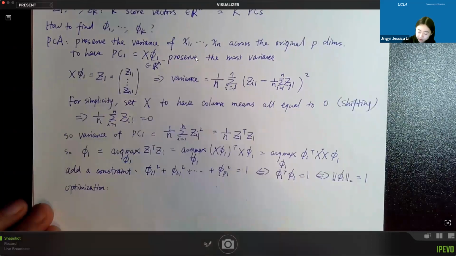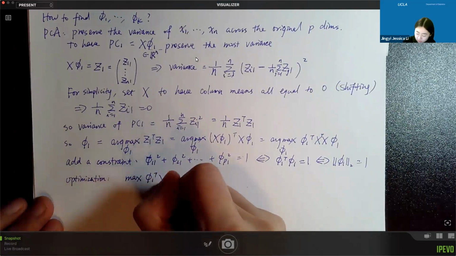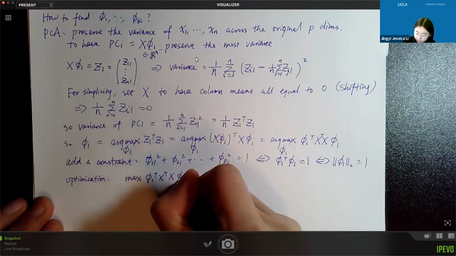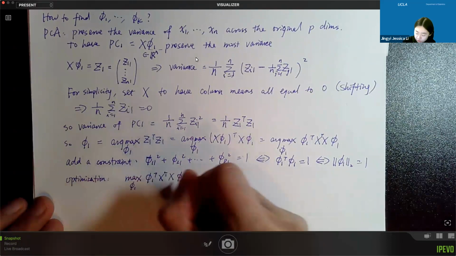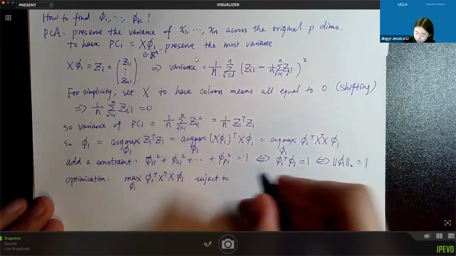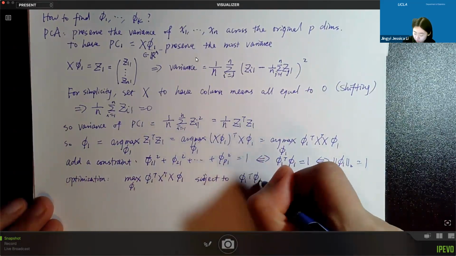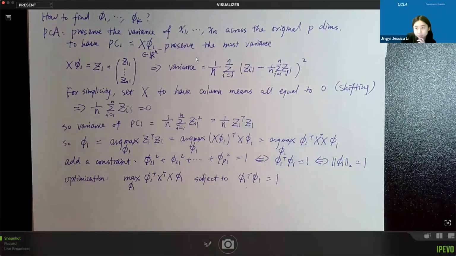How do we find phi 1 to maximize phi 1 transpose x phi 1 subject to phi 1 transpose phi 1 equals 1? That's the optimization problem. And we know that this constraint can be incorporated into a Lagrange multiplier in the optimization problem. This is a standard technique.